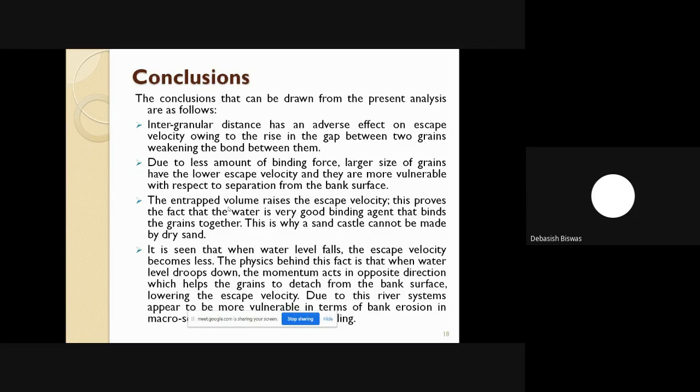The entrapped volume raises the escape velocity. This proves the fact that water is a very good binding agent that binds the grains together. This is why a sand castle cannot be made with dry sand. It has been seen that when the water level falls, the escape velocity becomes less. Why? Because the momentum will be in the negative direction, which will help to displace the particle from the bank surface. In that situation, the bank is more vulnerable compared to when the water level is rising.